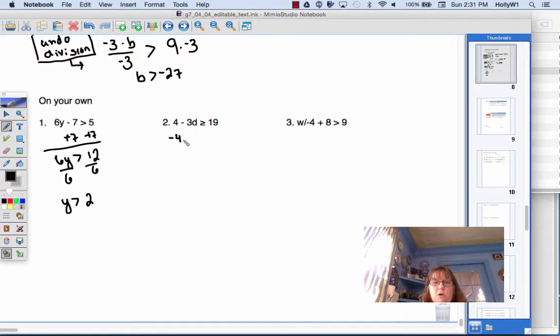So we're going to subtract 4 from both sides, and I've got my same problem again. I don't know why this cuts out. Sorry.